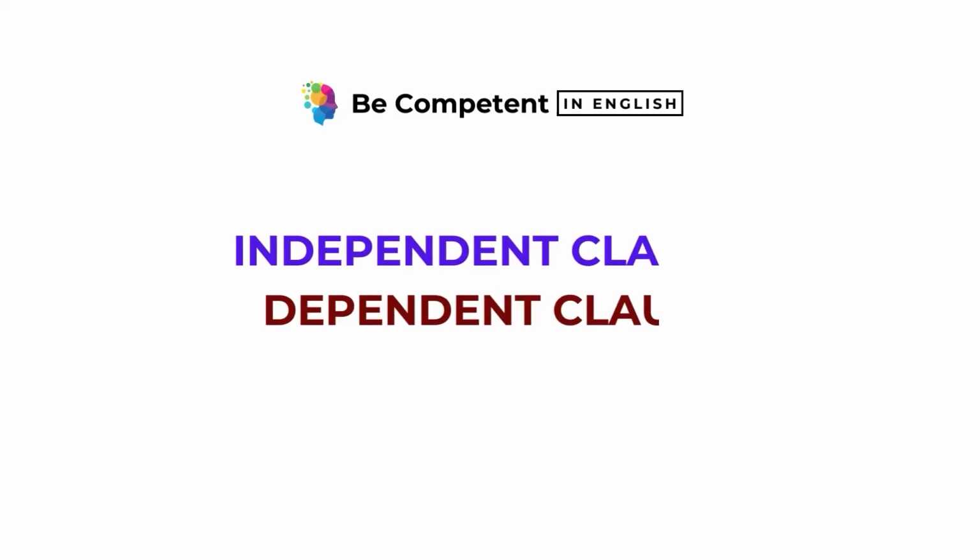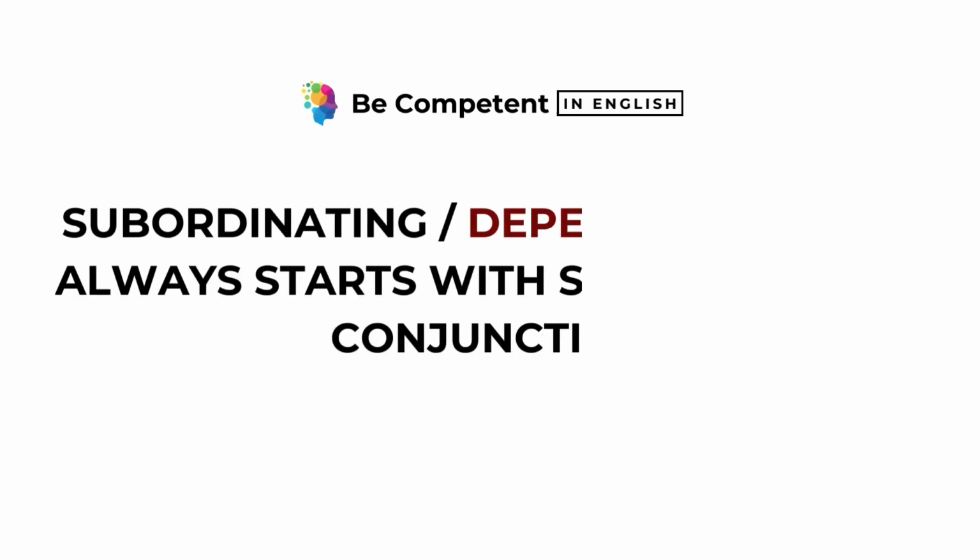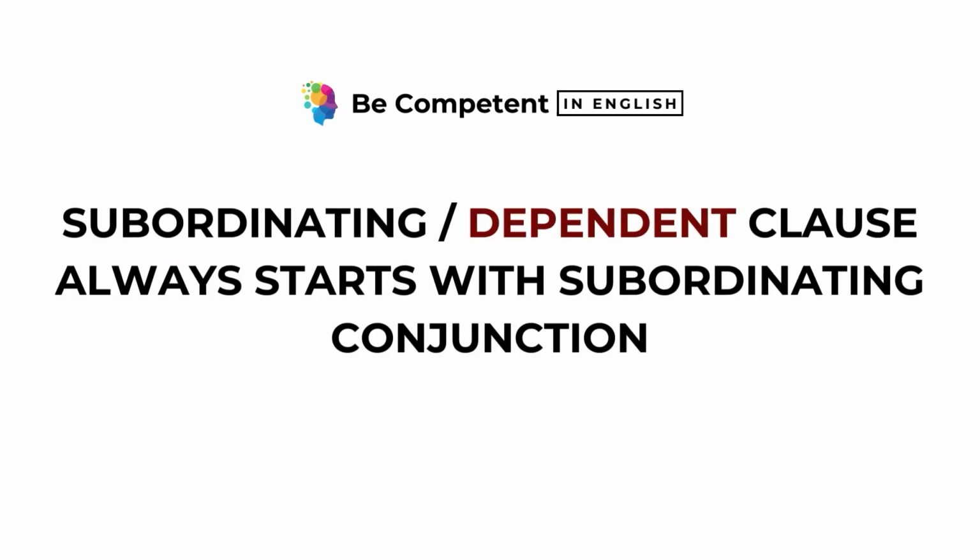Here we have used a subordinating conjunction, because the first part is the independent clause and the second part is the dependent clause. The dependent clause is also known as the subordinating clause, and this subordinating or dependent clause always starts with a subordinating conjunction. But here you have to follow one rule. When a sentence starts with the subordinating clause or the dependent clause and is followed by an independent clause, then you have to use a comma after the subordinating clause.